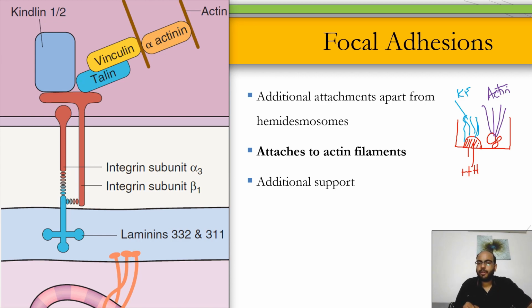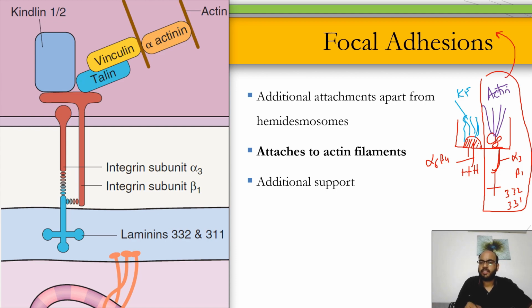Now these focal adhesion molecules, Kindlin, vinculin, talin, will attach to integrins, the same integrin. The only difference is now the integrin will be alpha 3 beta 1. If it's part of hemidesmosomes, it will be alpha 6 beta 4. Clear? So in focal adhesion, the integrins are integrin alpha 3 and beta 1, and they can attach to laminins 332 or 331. This is entirely a separate structure. This is not hemidesmosomes. These are known as focal adhesions.